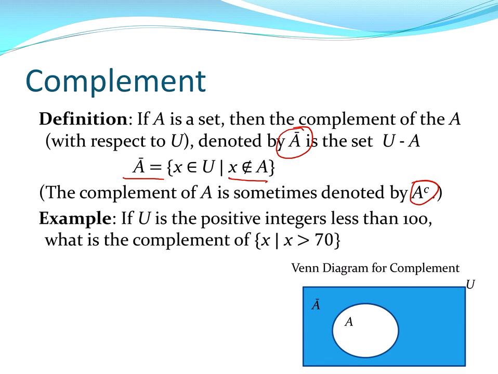All right, example: if U is positive integers less than 100, the complement of the set of X such that X is greater than 70 will be X such that it is less than or equal to 70. And in the Venn diagram, we see that we have a set A inside of U, and then its complement will be everything in U that is not in A.